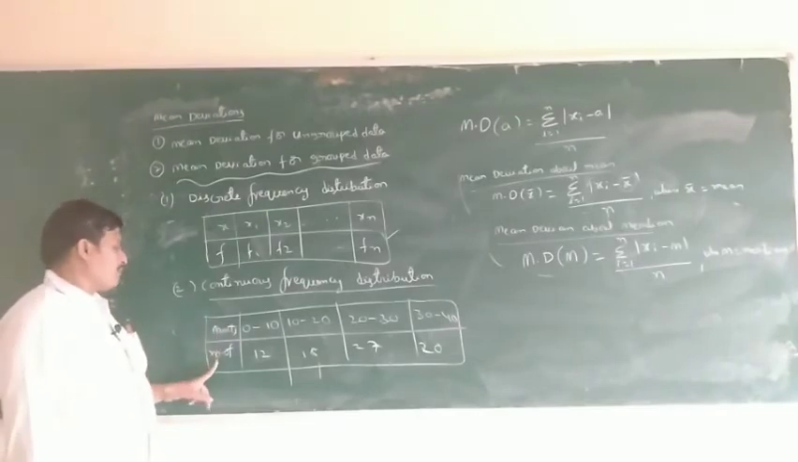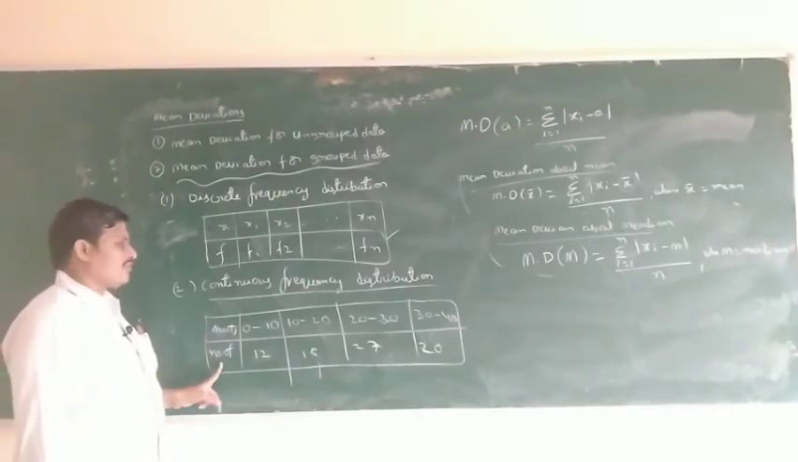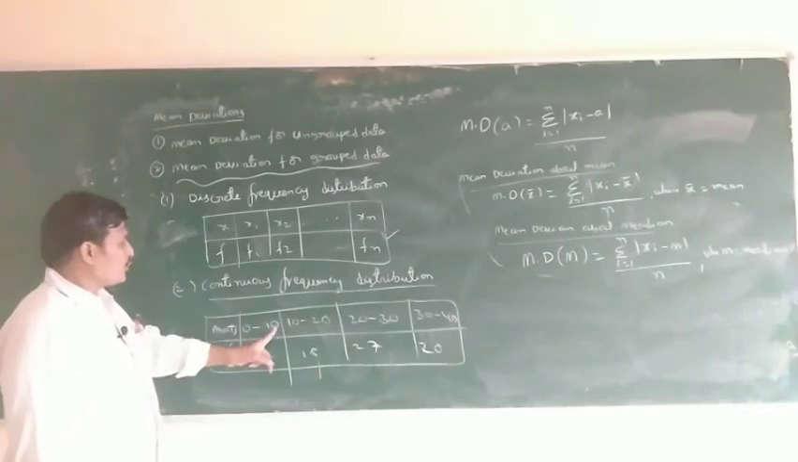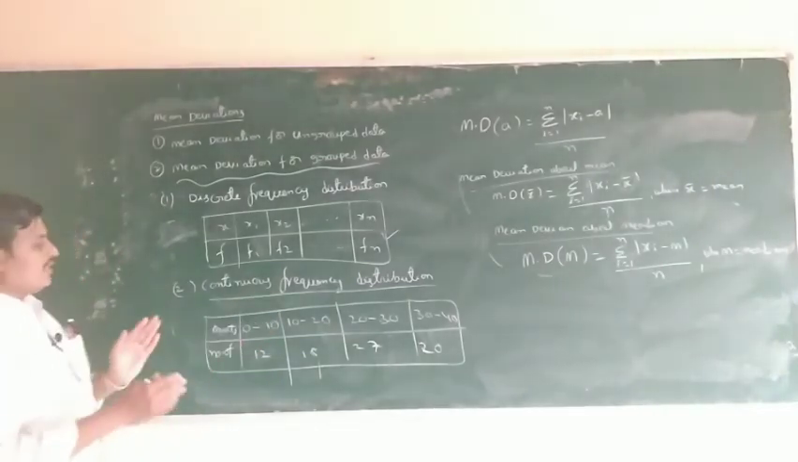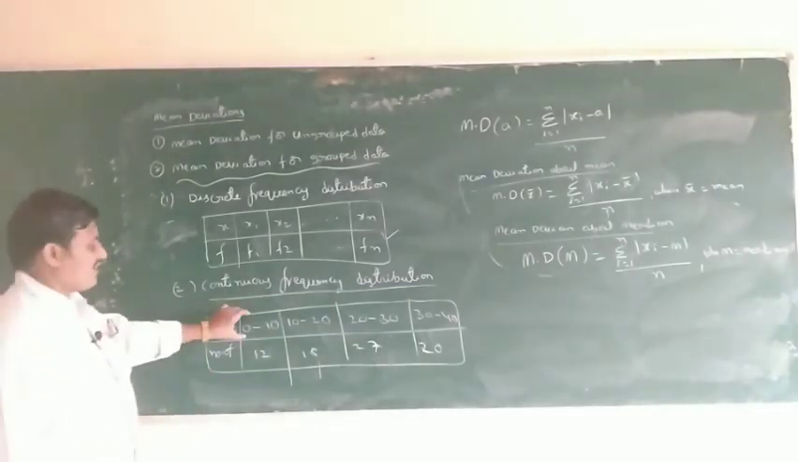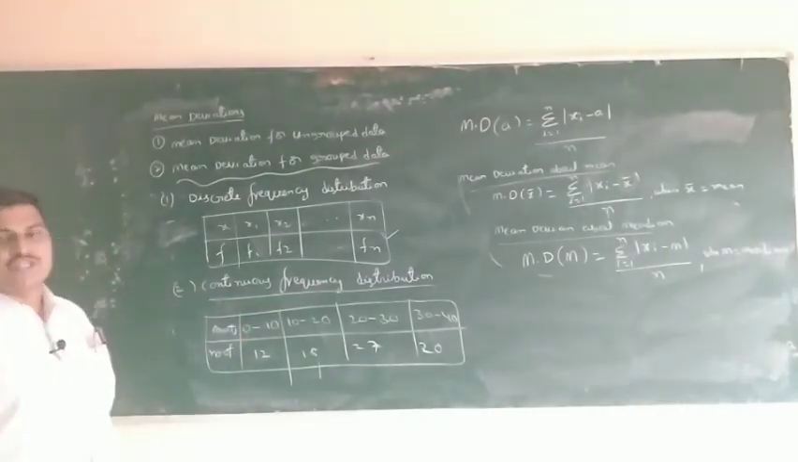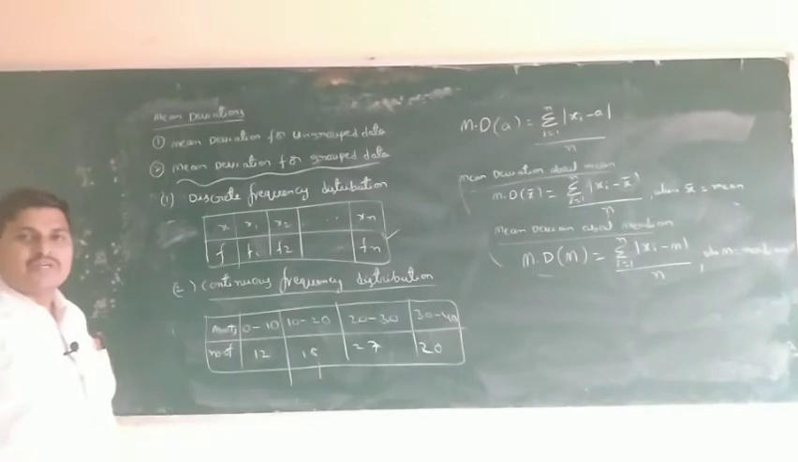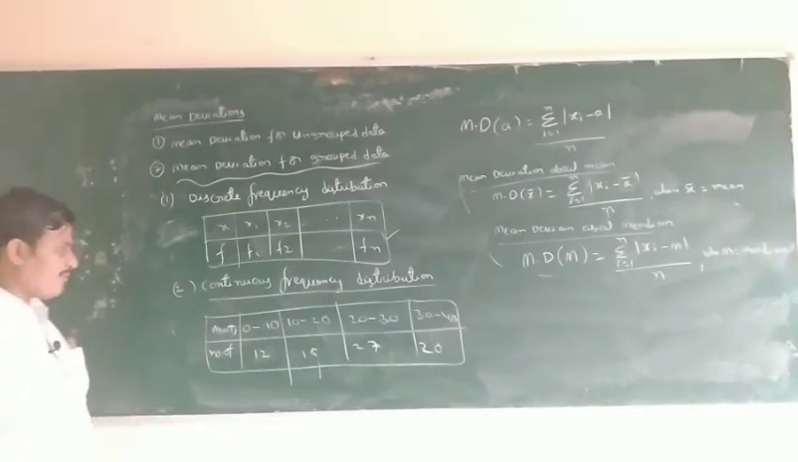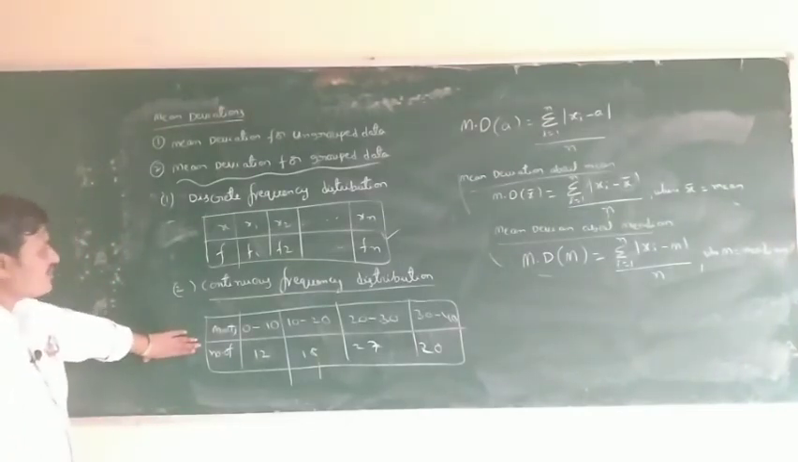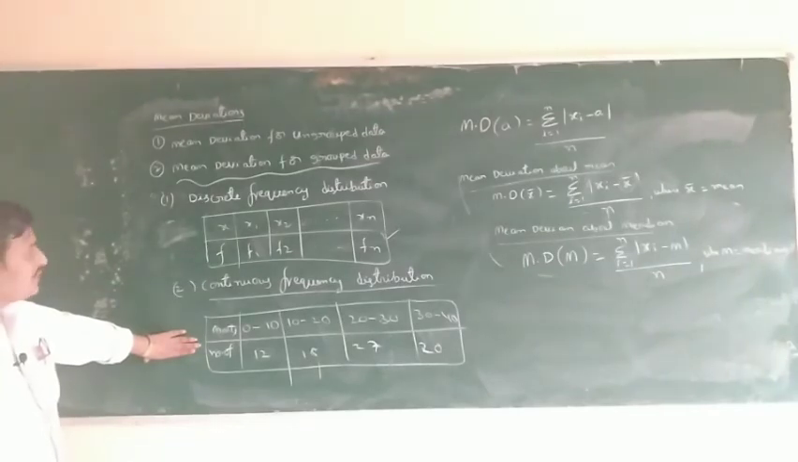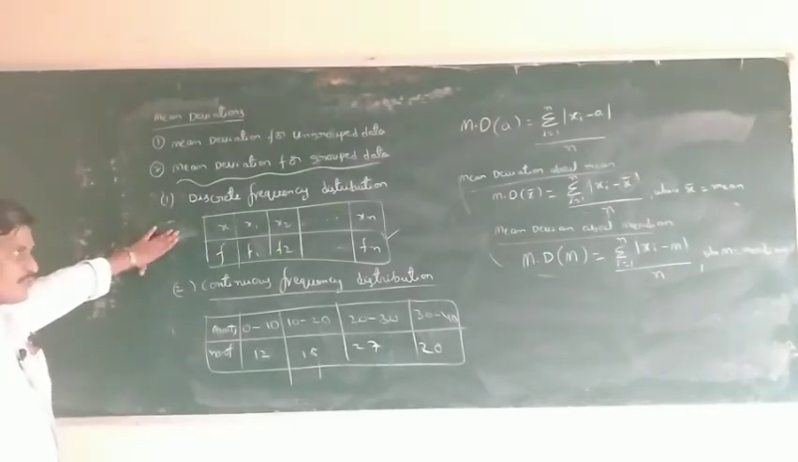Students, number of workers in a company. This is 0 to 10, 10 to 20. These are called class intervals: 0 to 10, 10 to 20, 20 to 30. This type of interval is a continuous frequency distribution. This is a discrete frequency distribution.